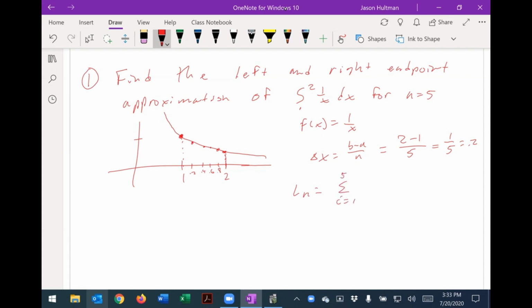Okay, and I'm going to use two different colors. Let's do left in green. Okay, left is in green. So let's do a left approximation. Oops. We're going to use these left endpoints to help us approximate.